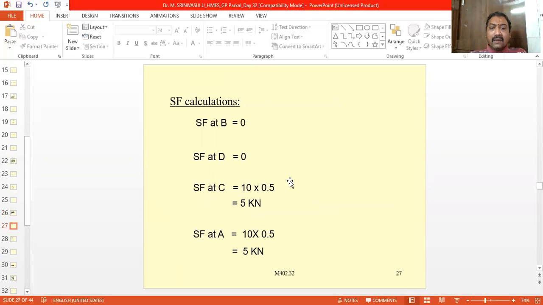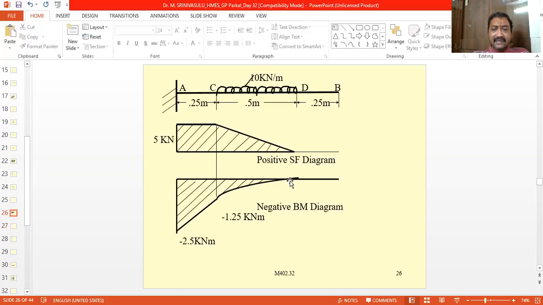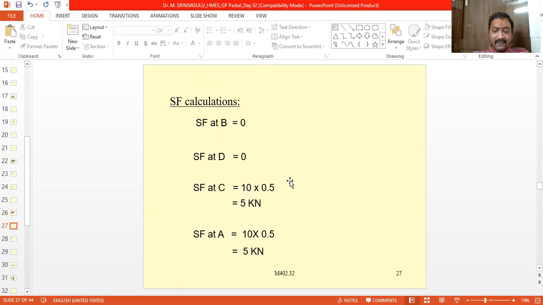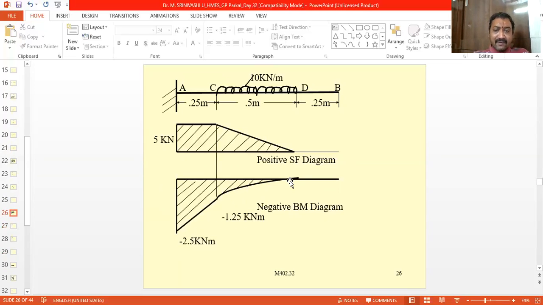Now coming to the shear force calculations, the shear force at point B is equal to 0 because there is no other force acting at point B. The shear force at point D is also 0. There is no other force to the right of the section. So at B and D it is equal to 0.